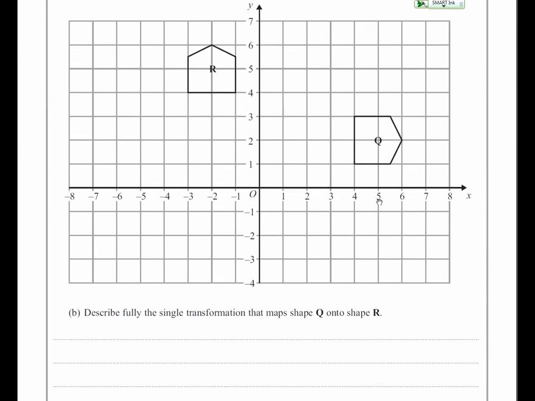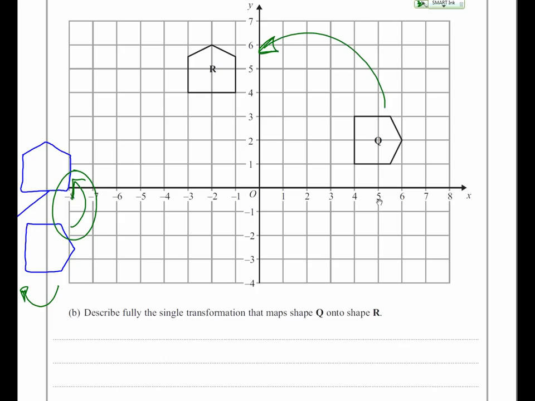Describe fully the single transformation that maps a shape Q onto a shape R. So Q was this way around, and now it's this way around. So can you see that it's been rotated, it's been turned? Okay, now it's either been turned from Q to R this way or a long way that way. We'll do the easier one, we'll go this way. So we want to spin it round there.